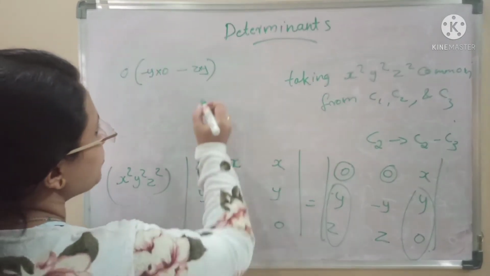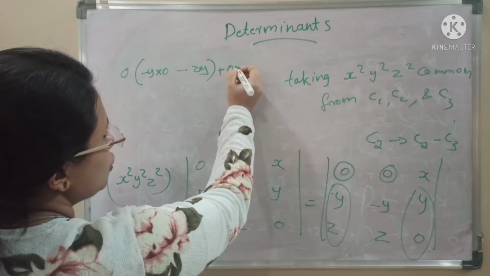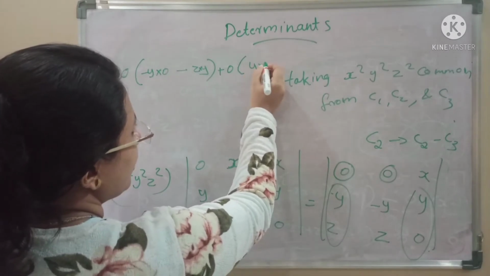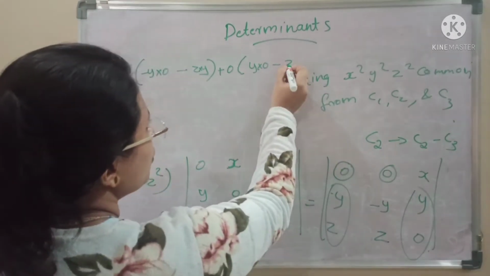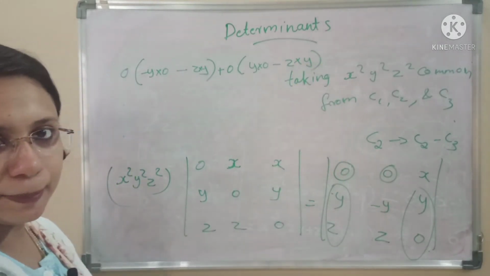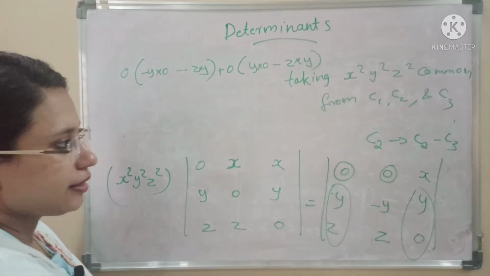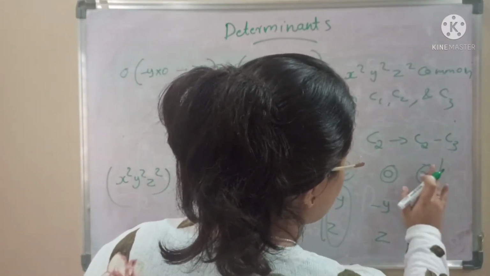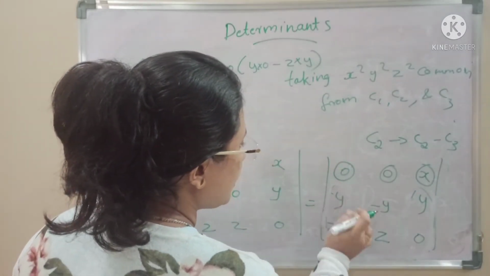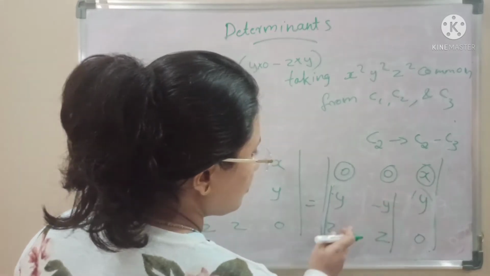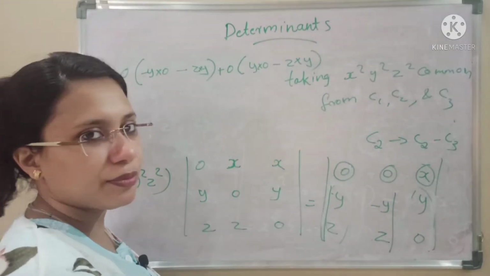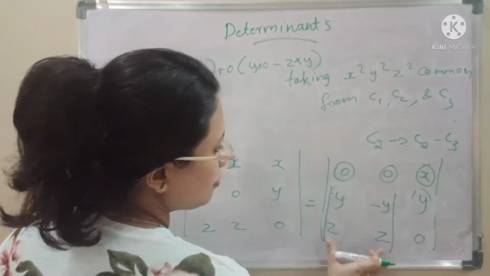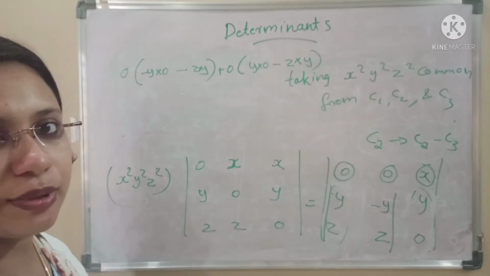So it will be plus 0 into y into 0, okay, minus z into y. Clear? Okay, similarly the third one. So if we consider this term, we will not consider the elements in the same column, we will only choose the square determinant at the corner. Okay, we will not consider the elements in the same column. For x, we will consider the opposite corner determinant terms.